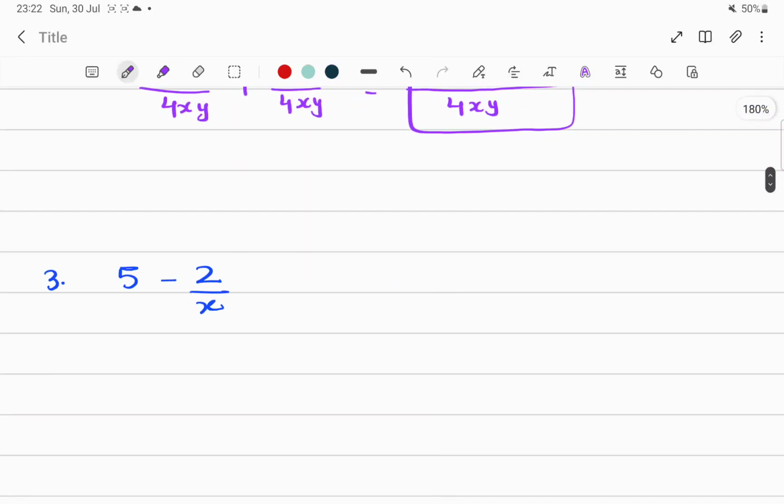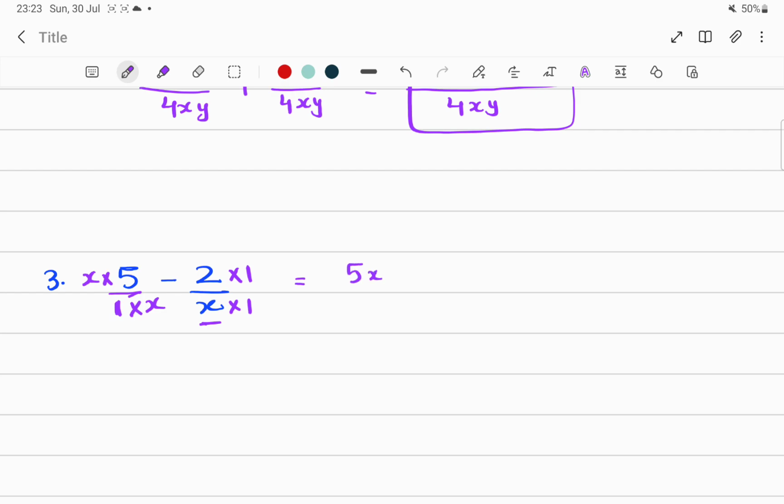Next question is 5 minus 2 over x. Here 5 is a whole number and 2 over x is an algebraic fraction. If I have to subtract the fractions, we have to keep both the terms as fractions. So how to make a whole number a fraction? By dividing by 1. Now the numerator is 5 and the denominator is 1, and here the denominator is x. So I will times it by x, and here also I will times by x. Even if you multiply by 1 it doesn't matter, because multiplying by 1 gives you the same number.